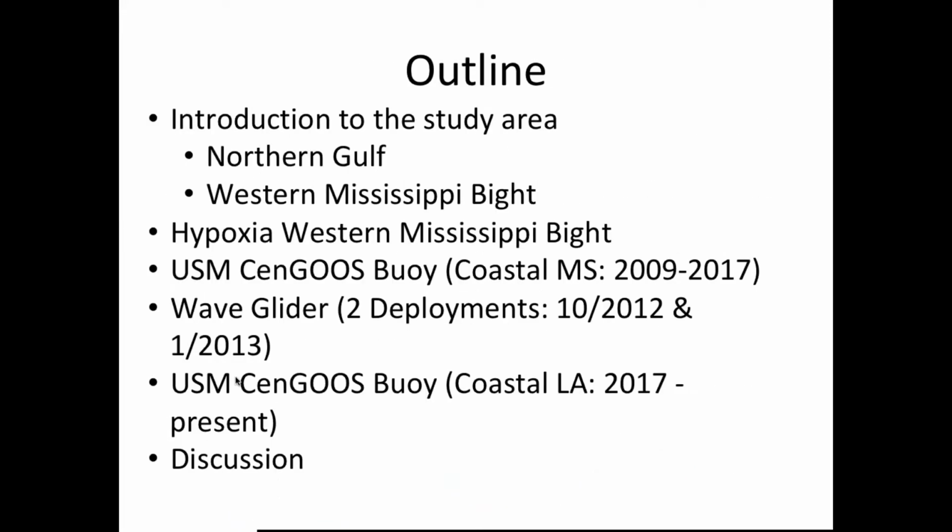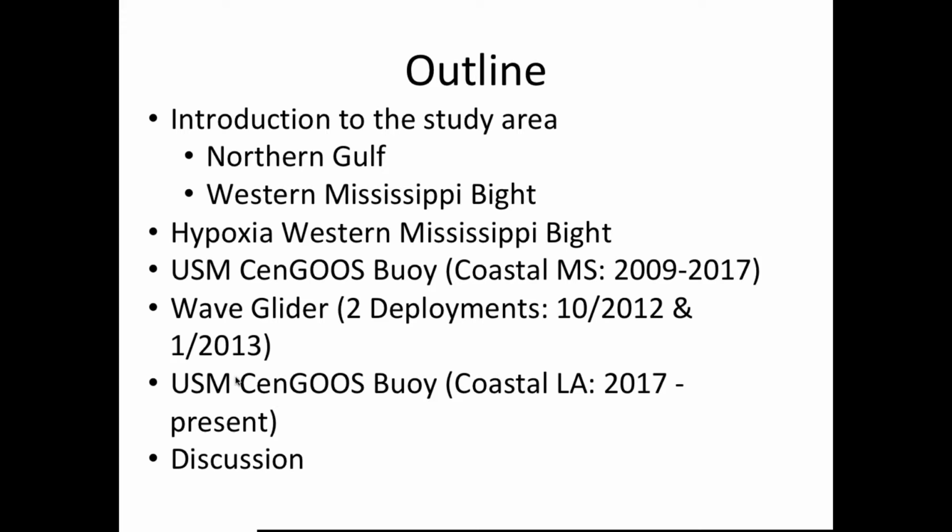So my outline is I'm going to give an introduction to the study area. I'm going to point out some features in the Northern Gulf, describe what the Western Mississippi Bight is, for those who aren't familiar with it. And most people are familiar with hypoxia in the Louisiana-Texas shelf, so I'm going to give some information on hypoxia east of the Delta in the Western Mississippi Bight. And after that, I'm going to get into the observations and analyses to date of data from the USM Central Gulf of Mexico Ocean Observing System buoy, which, if you go to the NOAA PMEL website, is identified as Coastal MS, or Coastal Mississippi. And that operated in that location with the MAPCO2 system from 2009 to 2017.